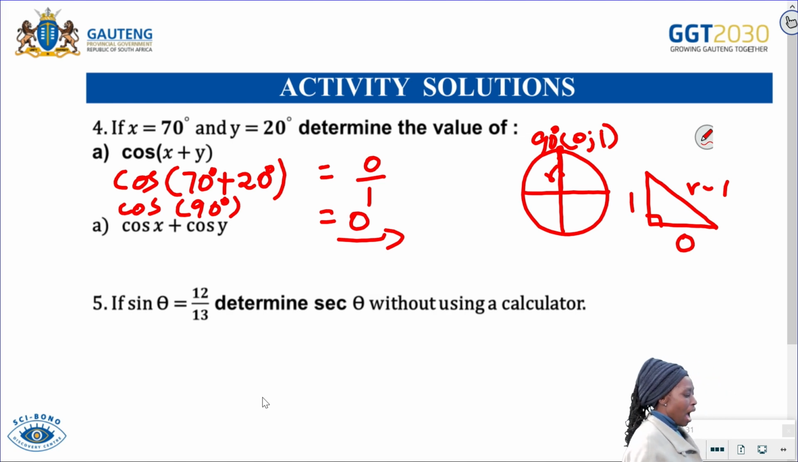The next one, I must find cos x plus cos y. Look at this one. Now, they are separated, x and y, by what? By the plus, which means I cannot say add 70 plus 20, like I have done on the one above there. I must find cos 20 and I must find cos 70, which will give me the value.